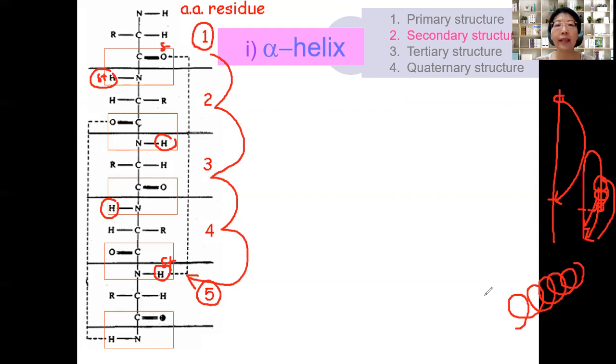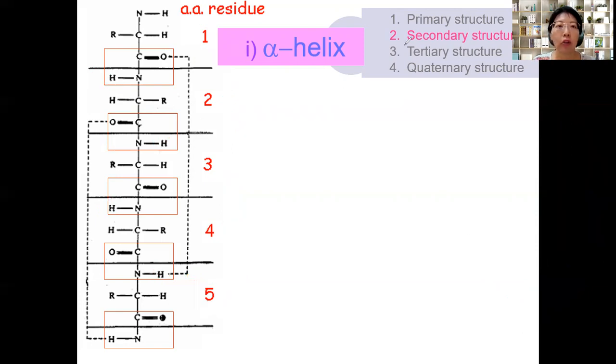And then you can see there are extensive hydrogen bonds in the entire chain to hold the chain into this spring shape. So this spring shape will not change. This spring shape is called the alpha helix. It's a name given to this structure. Okay, it's fixed. It will not change shape because of the hydrogen bonds.